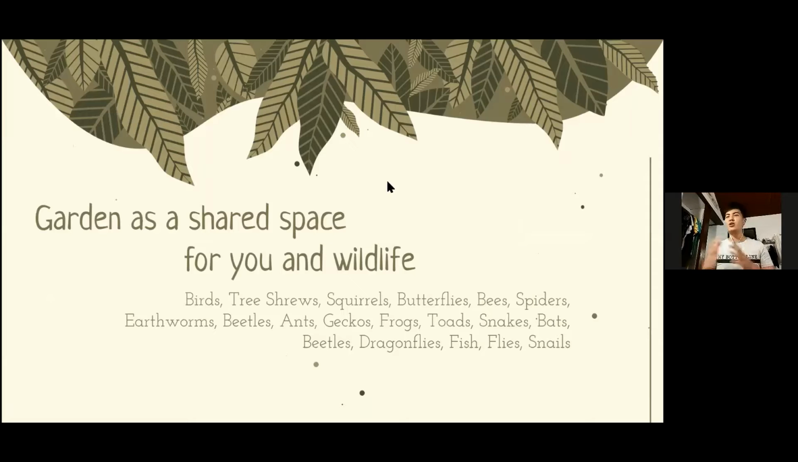There are a lot of animals you can attract to your garden. Like I said earlier, birds, tree shrews, squirrels, butterflies. We definitely have bees. We'll definitely have spiders, even though you don't find anything. We'll have earthworms, we'll have beetles, all this stuff. Frogs and toads and snakes sometimes, bats, snails and flies, and fish if you have a pond. So you have all this.